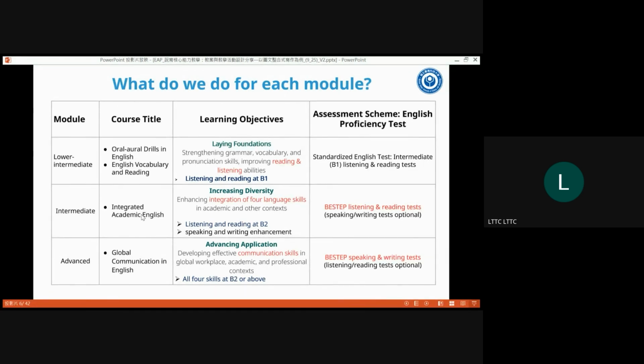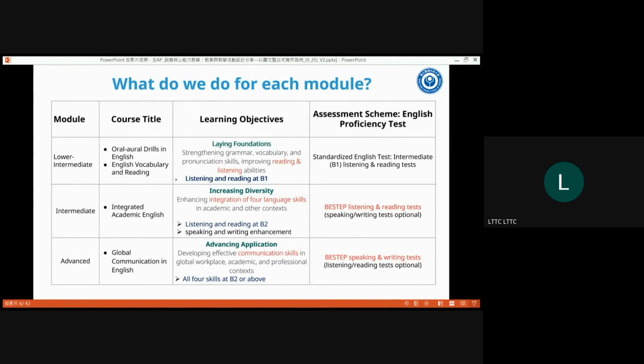For this module, we actually use BESTEP, the listening and the reading components of BESTEP, as the end-of-semester assessment scheme. For the advanced module right here, the required course is called Global Communication in English.